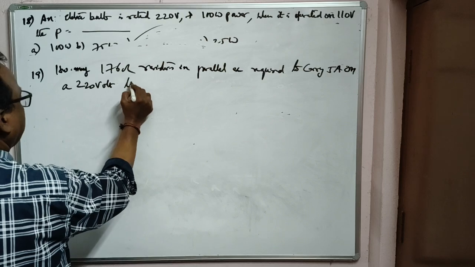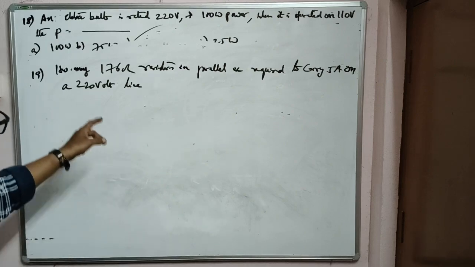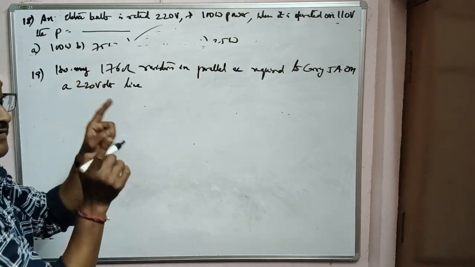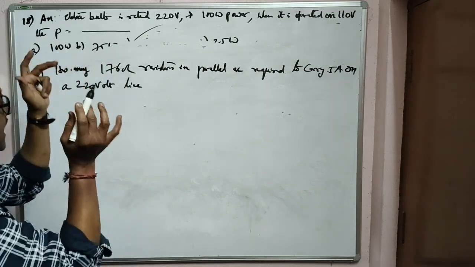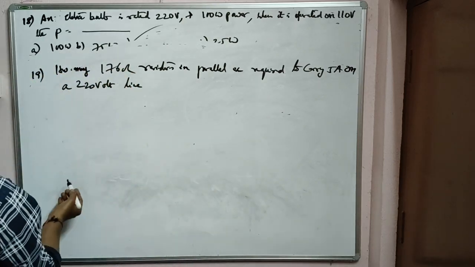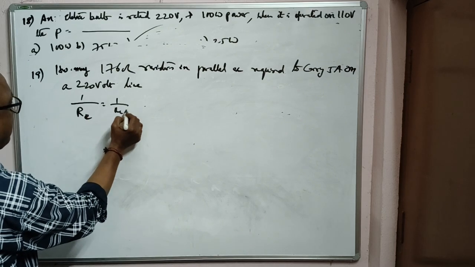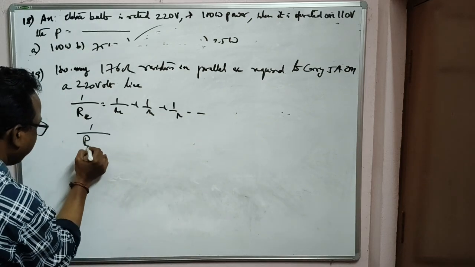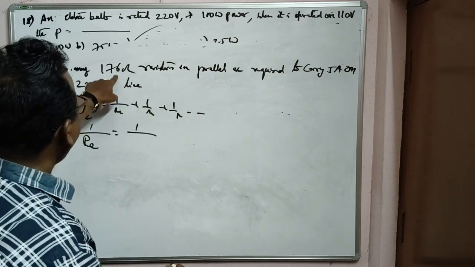Now he is asking you how many 176 ohms resistors? That means the values are the same, each value is 176 ohms. How many are required to connect in parallel to carry a current of 5 amperes on this voltage? So here, you know what the effective resistance in parallel is: 1 by R1 plus 1 by R2 plus 1 by R3, and so on. So here 1 by R effective is equal to 1 by R, 1 by R.